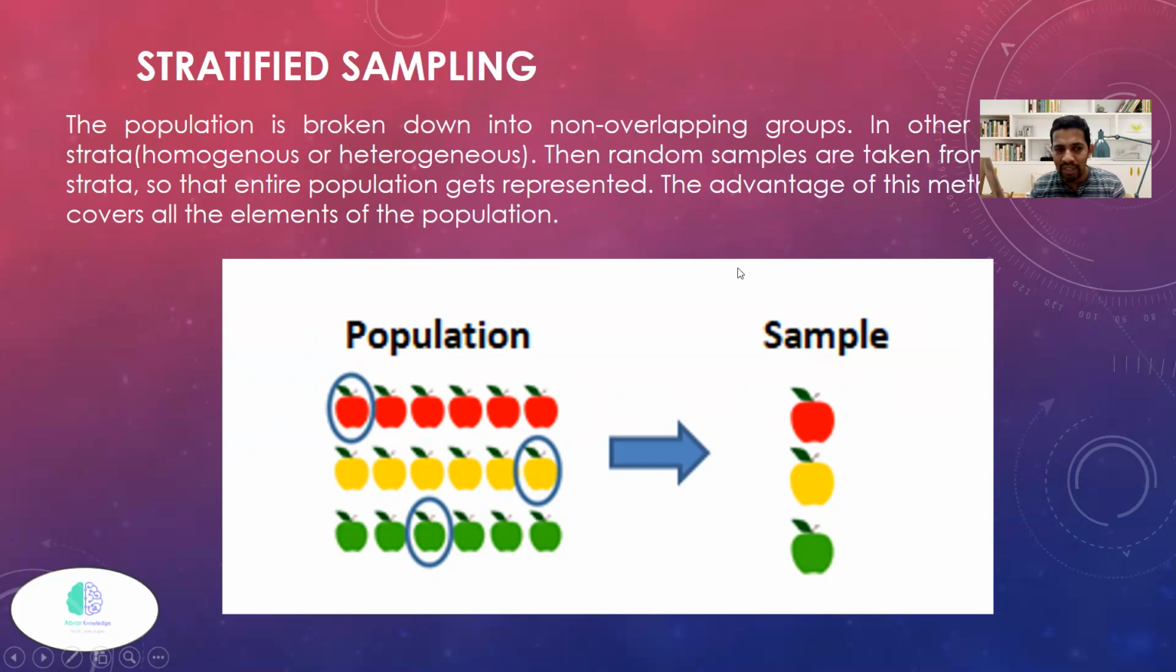The advantage of this method is that it covers all the elements of the population, right? So, let's take the example of an election. You have male gender, female gender, and different ages, and all of this is covered.